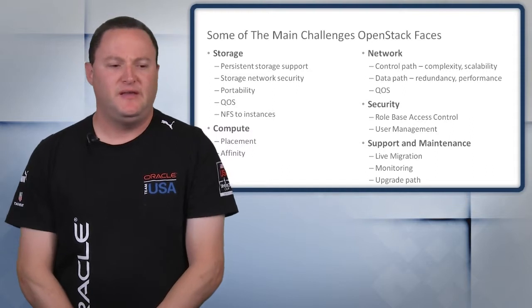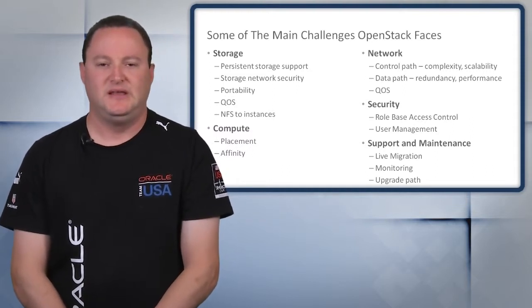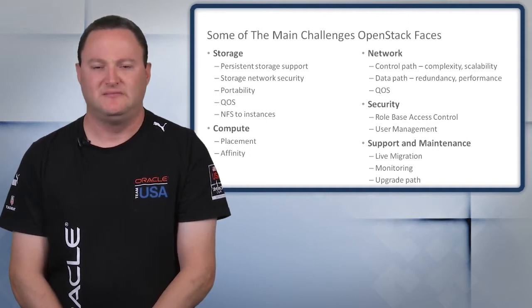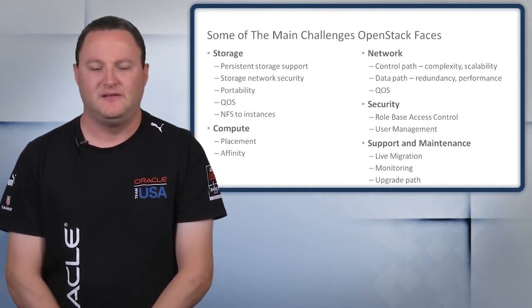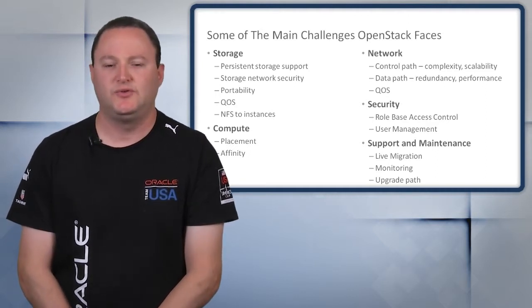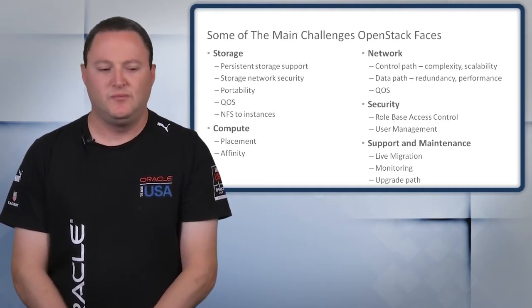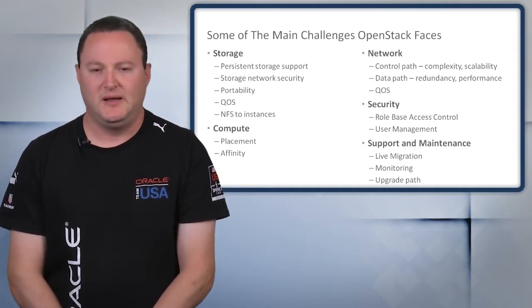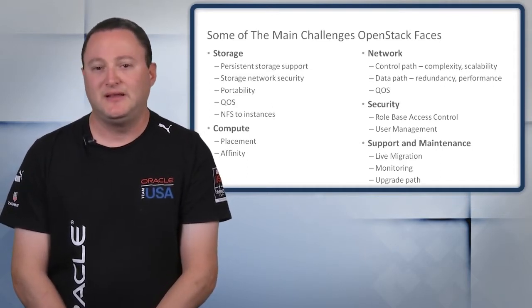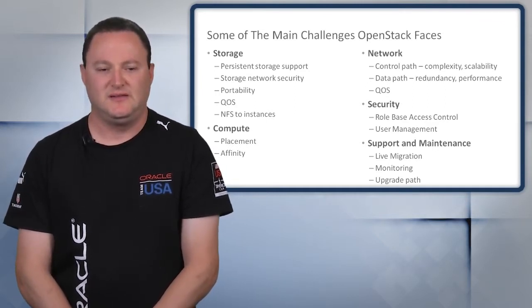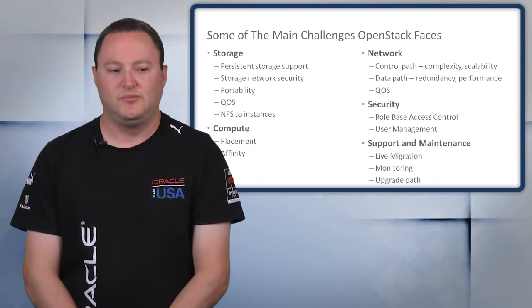On the networking space, we've seen that the data path is not redundant today and has multiple single points of failure we want to improve. Quality of service is also important here. On the control plane, there is some complexity, and scalability has been reported to be an issue, and these are the things that we identified that need to improve.